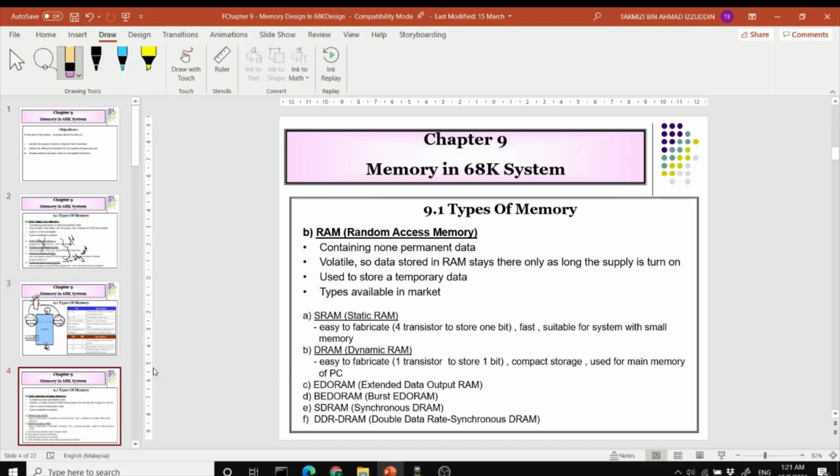Next, we're going to look at RAM. Okay, RAM. What is RAM? So RAM, a bit different from ROM.